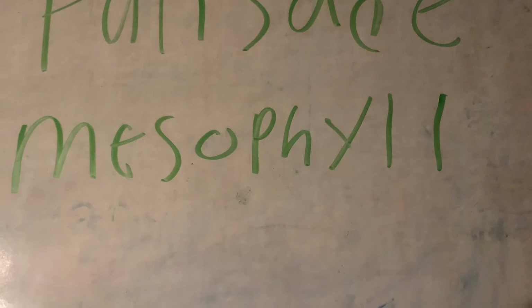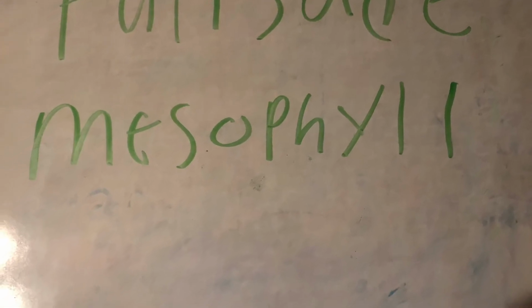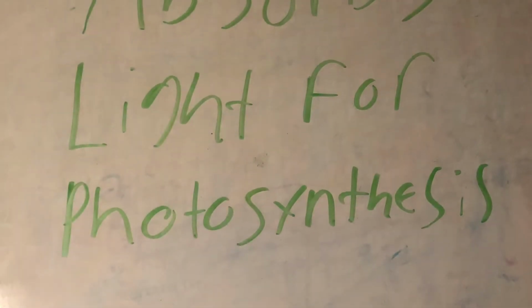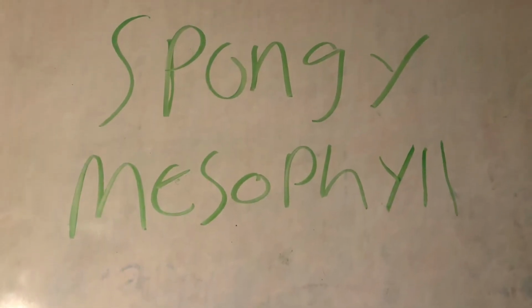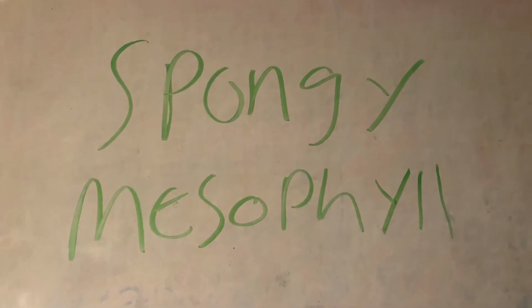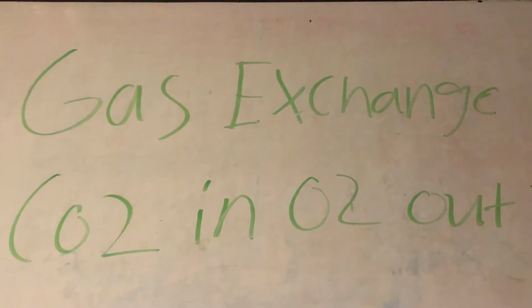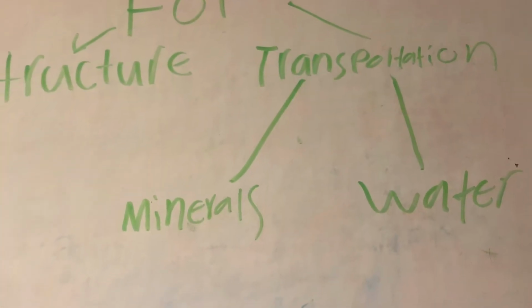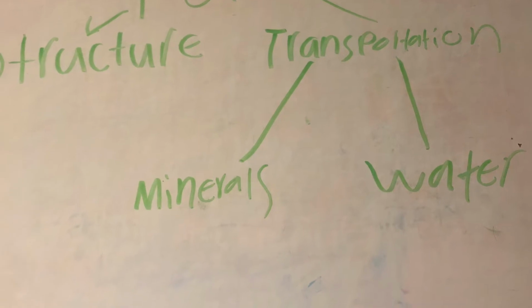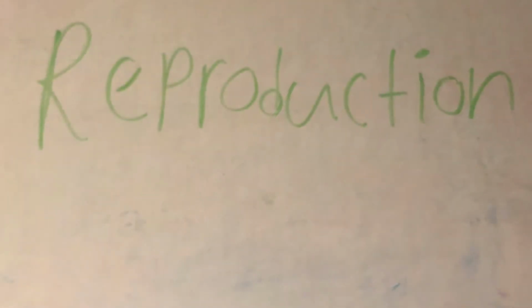Our next thing is palisade mesophyll. Absorbs light for photosynthesis. Without this, no photosynthesis. Then we have the spongy mesophyll, and that helps in gas exchange with the CO2 and photosynthesis, as you probably can figure out. Vein. The vein is there for structural support and transpiration, like for minerals and water.